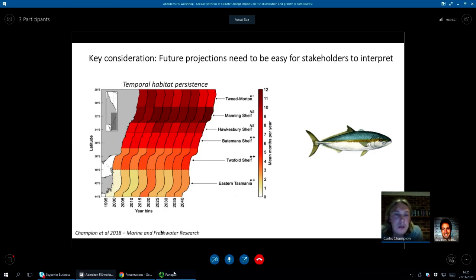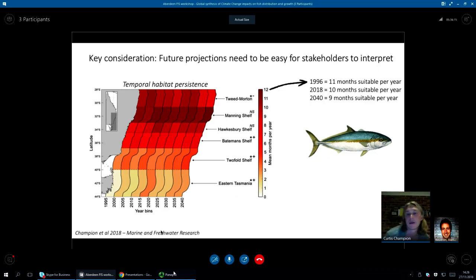And in the northernmost bioregion, we found that it looks to be declining. The number of months per year suitable habitat will persist is decreasing, or looks likely to decrease, whereas in the three most southern bioregions, the cooler bioregions, we're seeing significant increases in the number of months per year that suitable habitat is likely to persist.